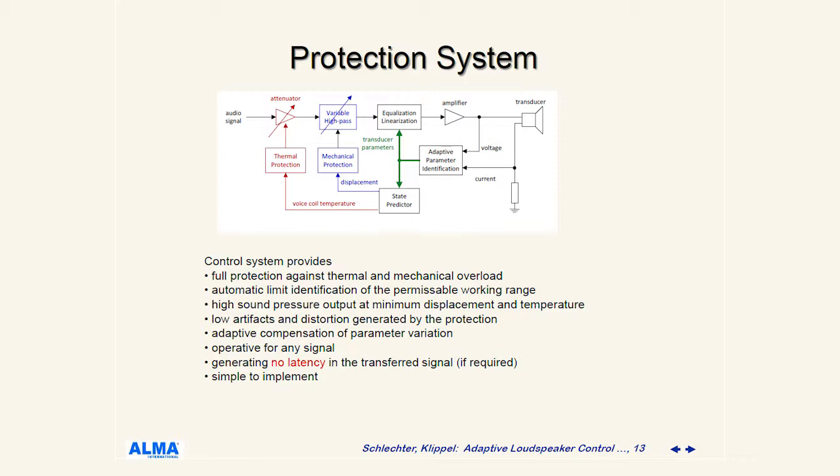And we use the same parameter identifications, the transducer parameters, to estimate or to predict the displacement and voice coil temperature in the transducer, including any DC which might be generated in the driver. So the control system provides full protection against overload. It can automatically identify the limits of the working range during the identification phases. And it allows the maximum sound pressure output, exploiting all the limits.